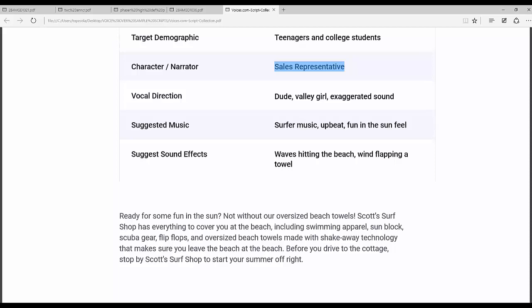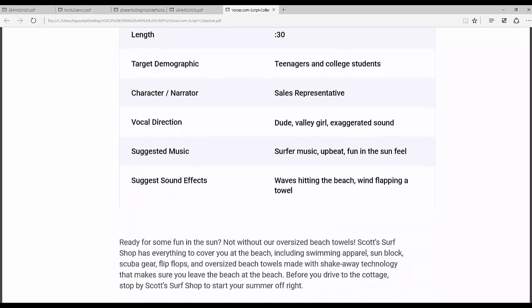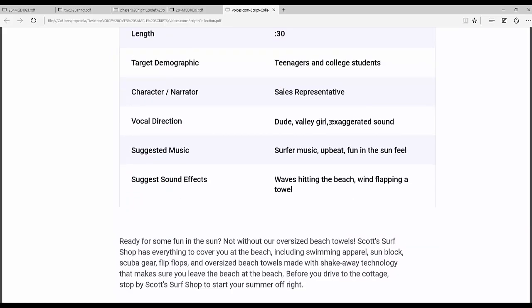You get it? And then vocal direction, dude, valley girl, exaggerated sound. So what they are saying is that you ensure that in this vocal direction, dude, a guy can do this, a girl can do this, and I believe that's either male or female. So a guy can do this, a lady can do this, and then ensure that there are lots of exaggerated sounds, and make your exaggerations obvious.